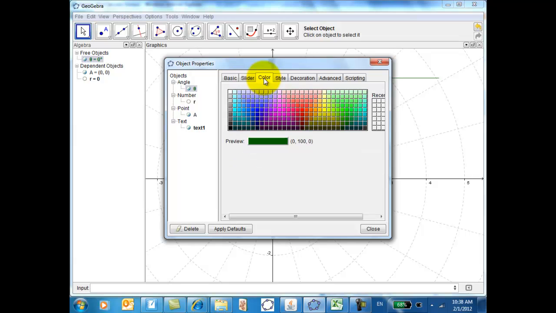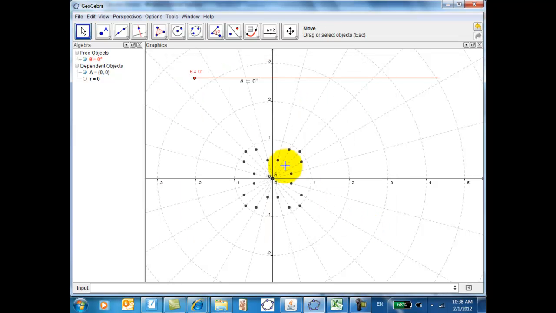Also, let's just change the color here to red. And here's why. I want to show you what happens if I stay between the first 2 polar guides, from 0 to 90. Oh, you know what?